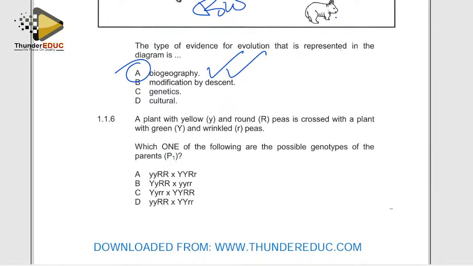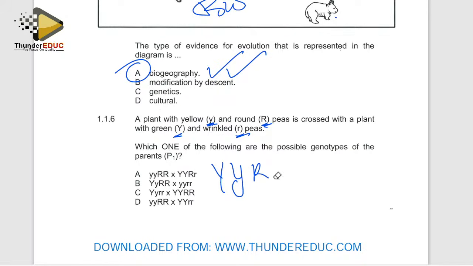They're saying that the plant with yellow, which is recessive, and round, which is dominant, is crossed with the green, which is dominant, with wrinkled, which is recessive. So meaning that you have capital Y, small y, and then capital R, small r. So in this case, what are they asking? They're asking which one of the following are possible genotypes of the parents. So which parents resulted in the formation of this?